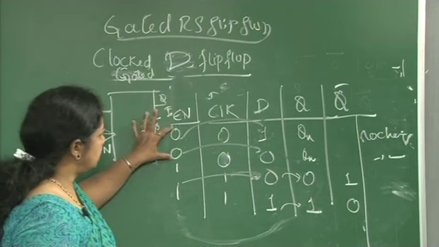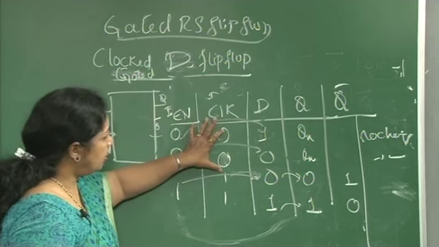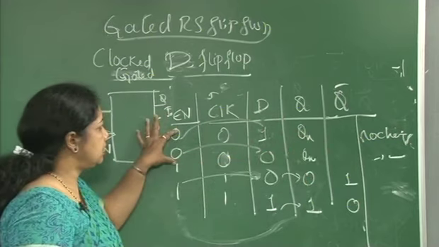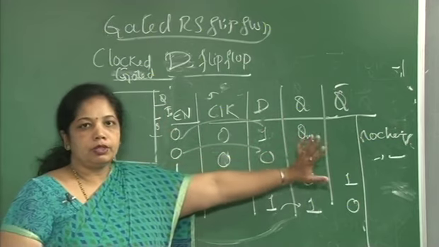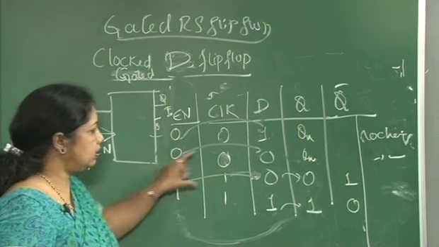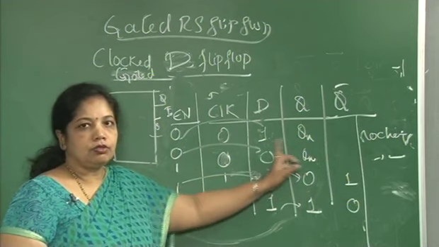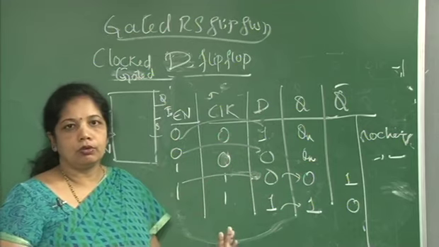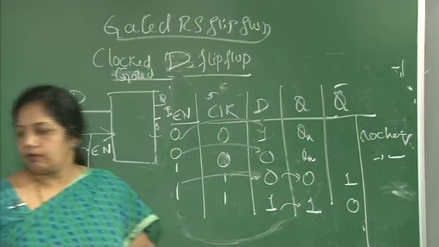So it works here: clock 0, flip flop remains no change; enable 0, flip flop remains no change; enable is 1, D is transferred to the output; clock is 1, D is transferred to the output. This is how D flip flop works.